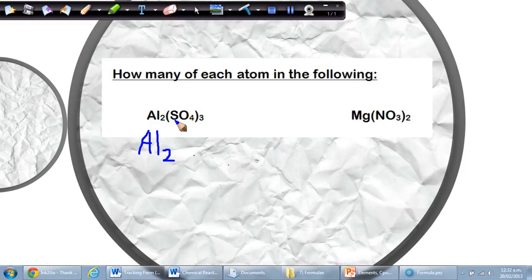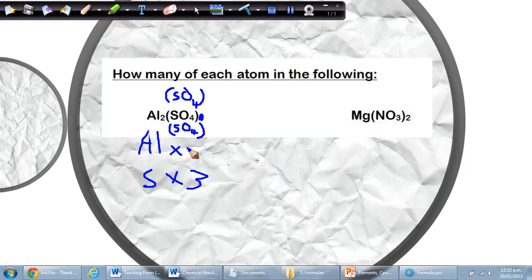And again, now we've got the SO4 with the 3 outside. So again, I could draw it like this. SO4. And put another one. We need to have 3 of them. So the 3 is just telling me I've got 3 lots of that SO4. So if I do it this way, how many sulfurs do I have? Well, I've got 1, 2, 3. Sulfur times 3.